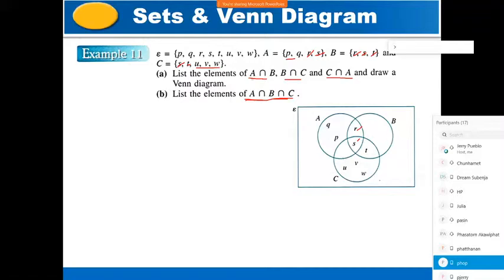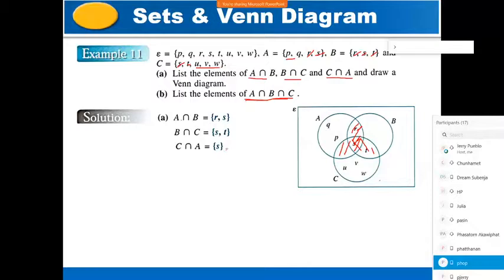Okay, now what is A intersect B? So A and B, this is the intersect. That's why A intersect B is RS. Okay, this portion here, no? RS. And then what is B intersect C? B intersect C, this is B and C here, we have this portion here. We have S and T, right? So we have ST. And then we have C intersect E. This one. We have only S, right? S. We have only S, this part here.